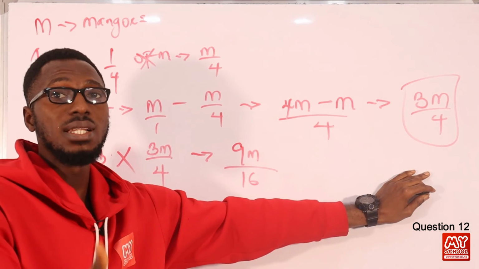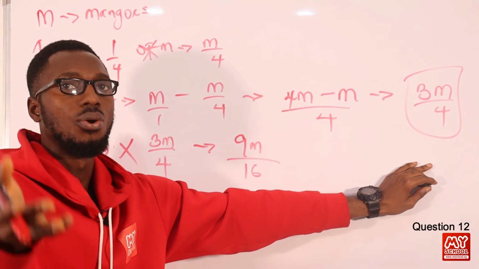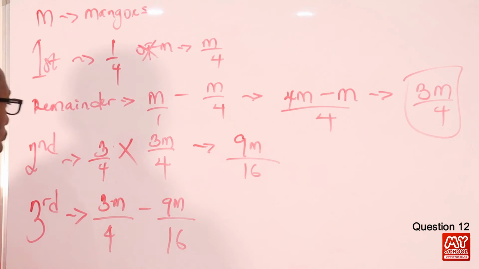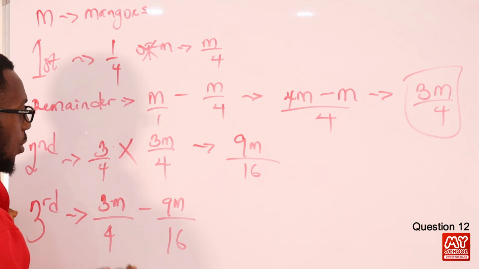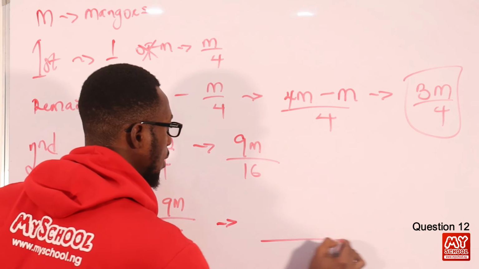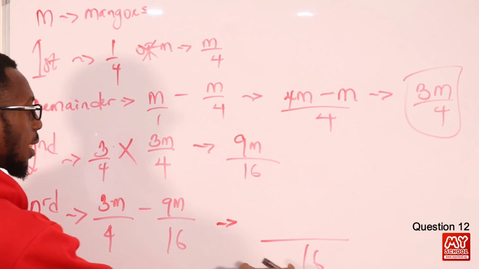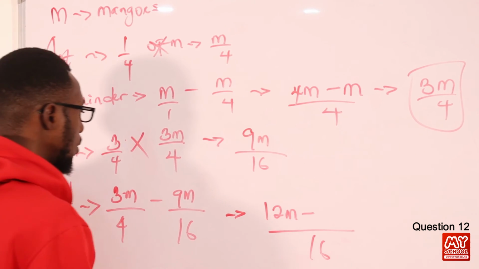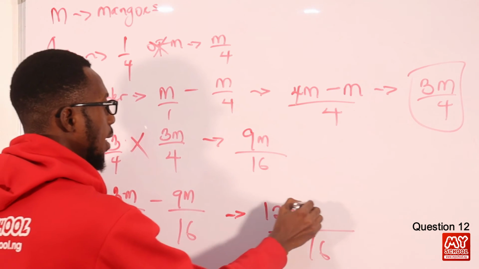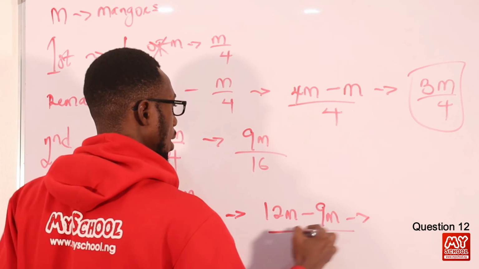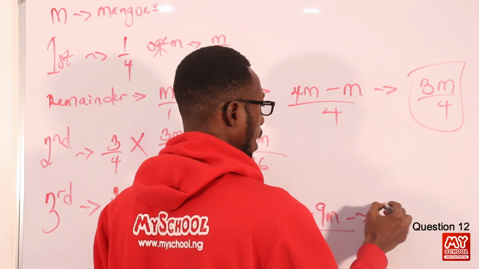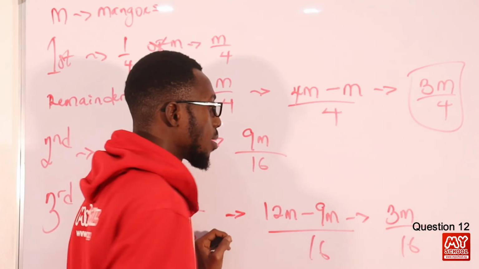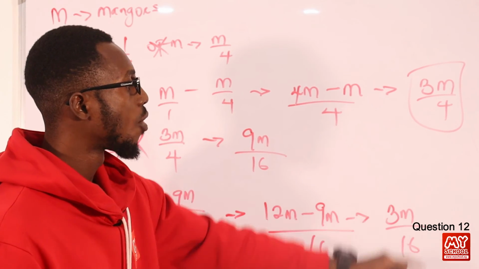So whatever is now remaining after the second child has taken, that would be what the third child should have. Okay, so we are cool. So let's do the subtraction. I have 16, right? 4 in 16, that is 4, times 3, that is 12M, minus 1 times 9, that is 9M. So I should have 12M minus 3M, minus 9M, that is 3M. So the third child has 3 over 16 of the mangoes.